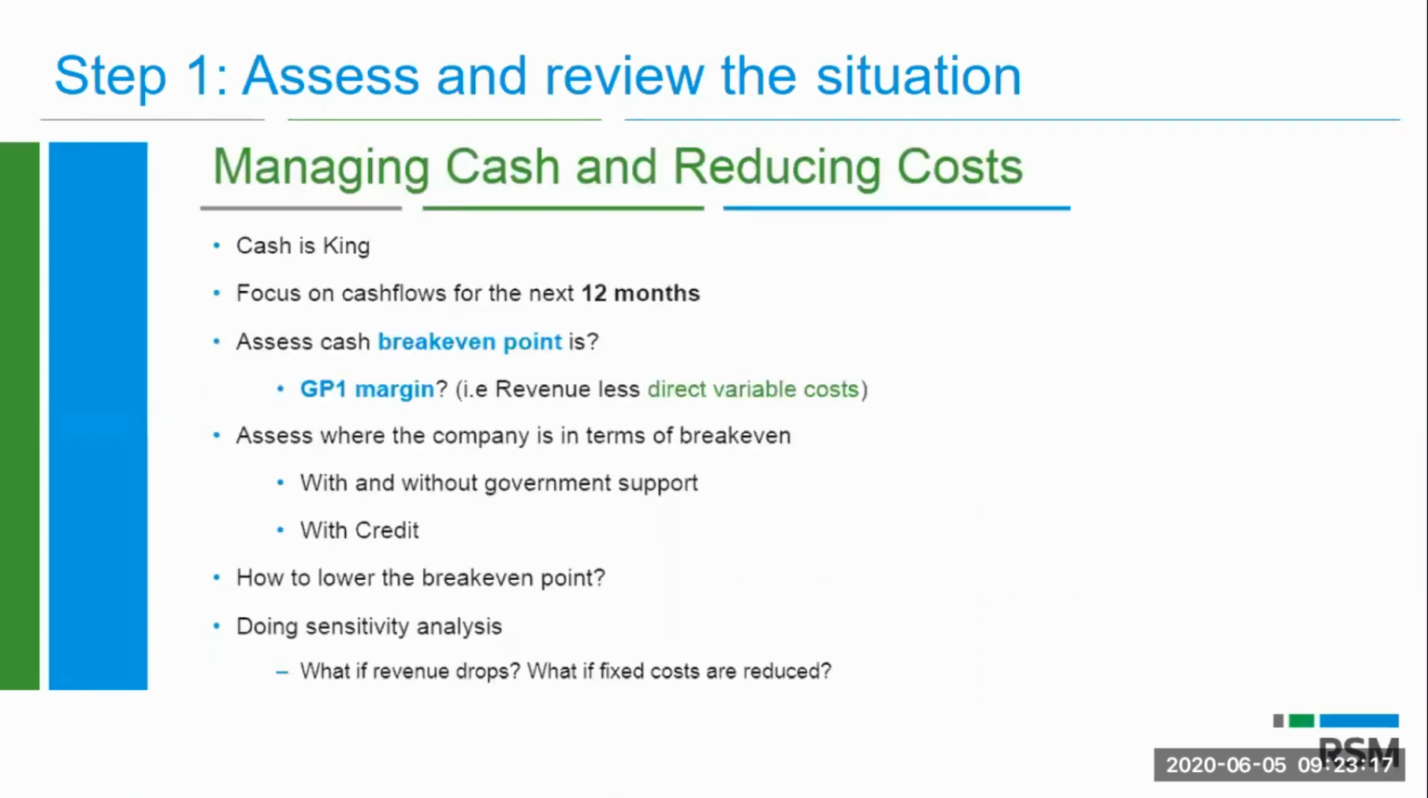So cash flows for the next 12 months, looking at your GP margins, and really assessing your company in terms of break even, with and without government support, which goes back to really identifying what government support you are eligible for and what you are not eligible for. How long is it going to take you to receive that particular government financial support? As well as your credit facilities that are available, and then going into sensitivity analyses. What happens if your revenue drops? And that's where those various risk factors and what-if scenarios come into play.